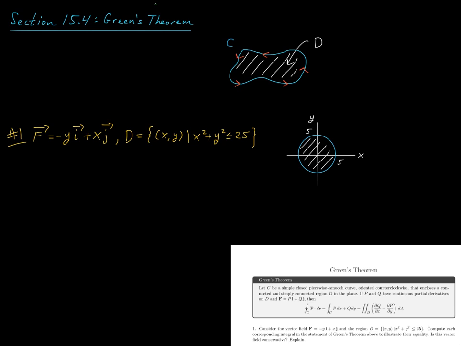This is the second of the four big theorems in vector calculus we're studying this quarter. So we'll go ahead and just state the theorem and then we'll illustrate its result with the first question on the worksheet. All right, so let C be a simple, closed, piecewise smooth curve oriented counterclockwise that encloses a connected and simply connected region D in the plane.